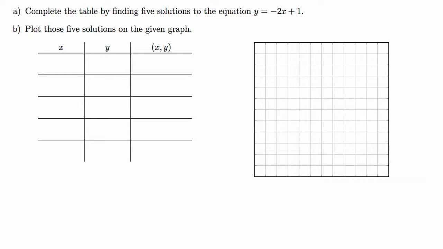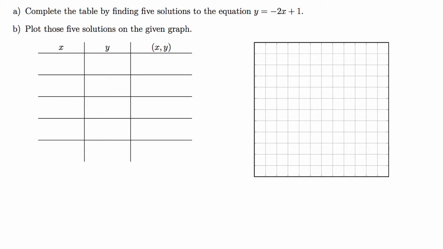This example has two parts. For the first part, we're going to complete a table by finding 5 solutions to the equation y equals negative 2x plus 1. In the second part of this question, we will plot those solutions on the given graph and see what happens.